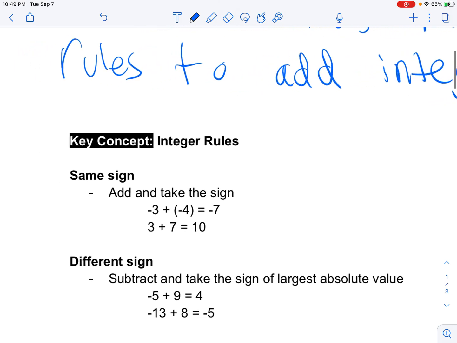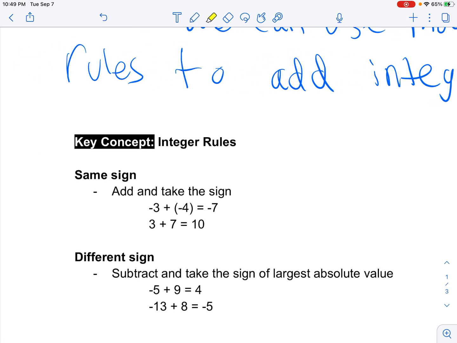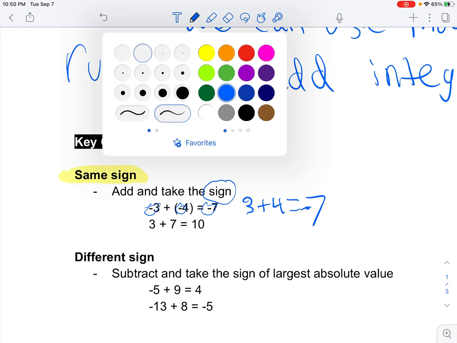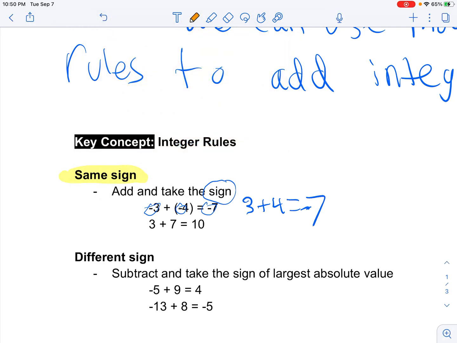Let's get into it. So, integer rules, okay? Same sign. Same sign is easy. All you have to do is add them normally. So 3 plus 4 equals 7, but then add the sign at the end. So we had a negative sign, we had a negative sign, so we have to finish with a negative sign. And we probably all know how to do it when they're both positive, right? 3 plus 7 is 10. Positive plus positive equals positive.